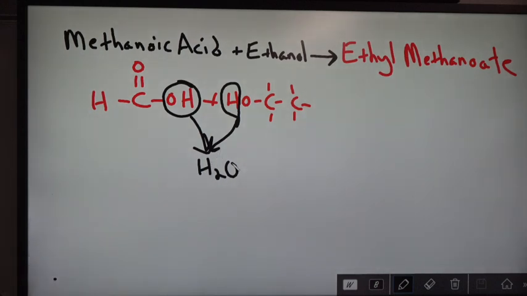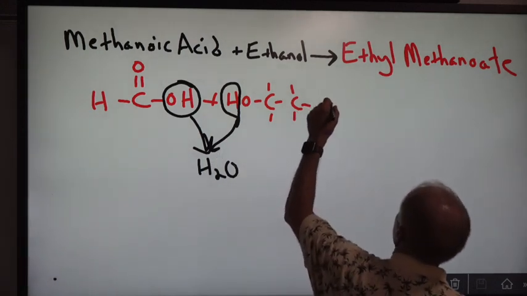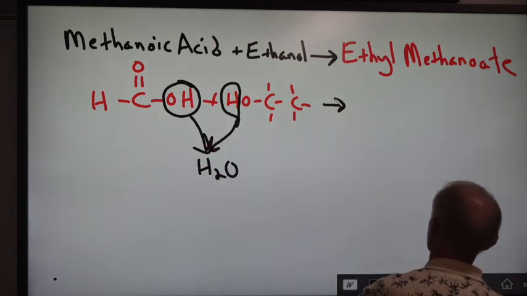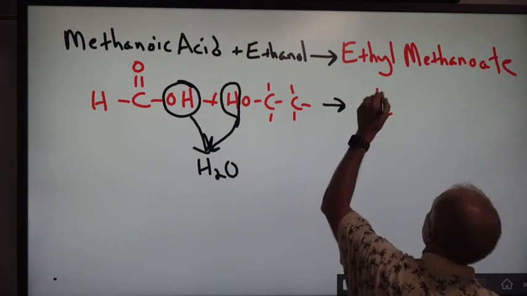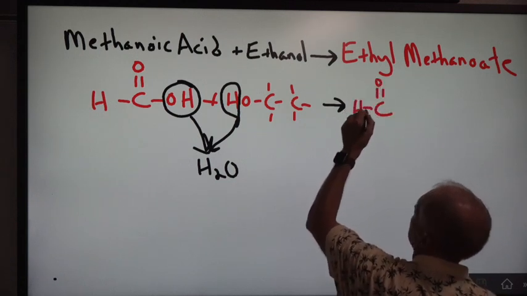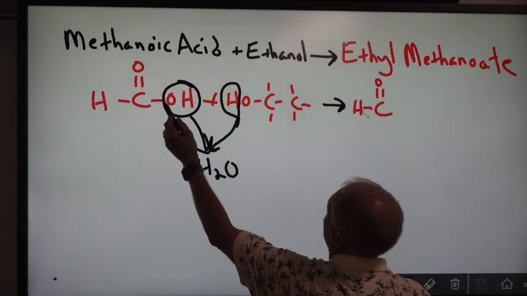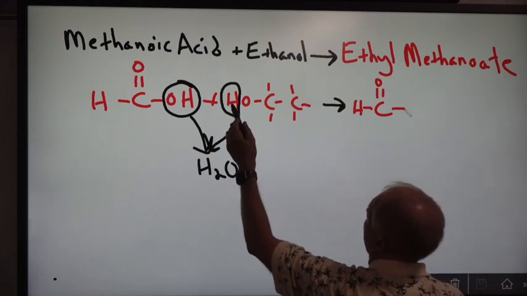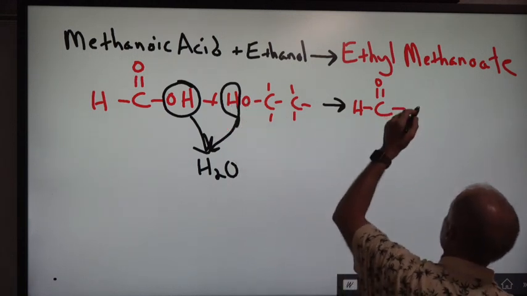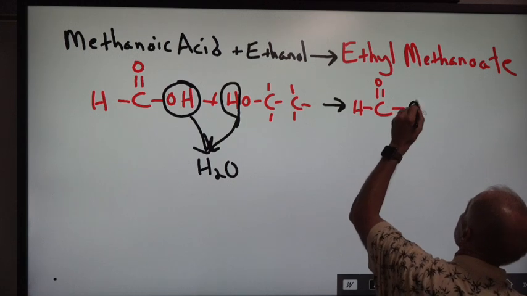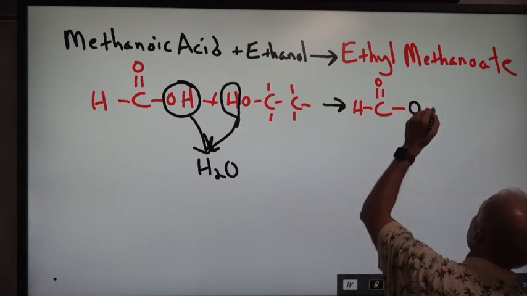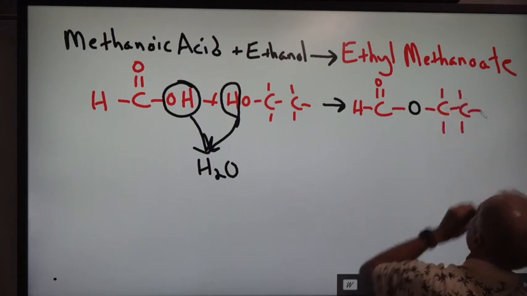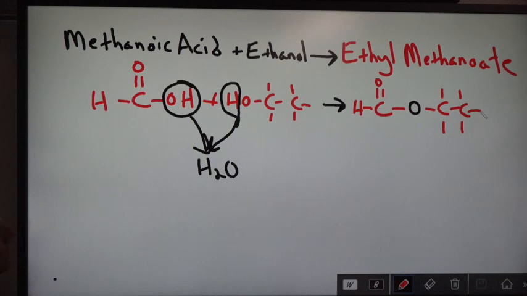Now we got to put it together on the other side. So we have a C double bonded O. Then we have a dash, a bond, but that's gone. And then we have that H is gone, so the O hooks these two together. And that's what that one looks like.